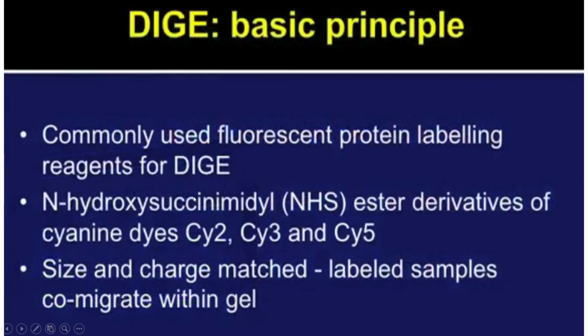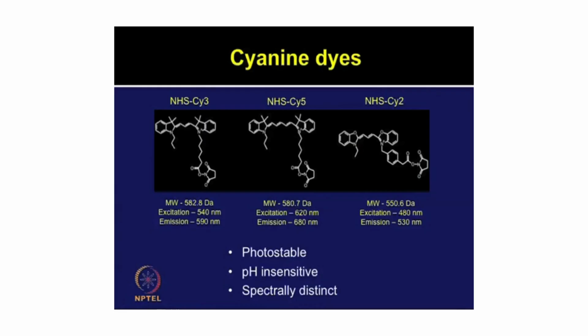So what are the commonly used fluorescent dyes? These are Cy2, Cy3, and Cy5. They are N-hydroxysuccinimidyl ester derivatives. So 2, 3, and 5 are derivatives of cyanine dyes itself. These are the commonly used dyes in this specific technique. They label samples, and they can co-migrate within the gel itself. Those dyes can also migrate with your sample.